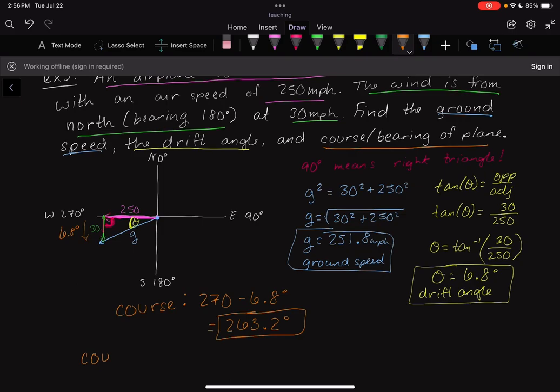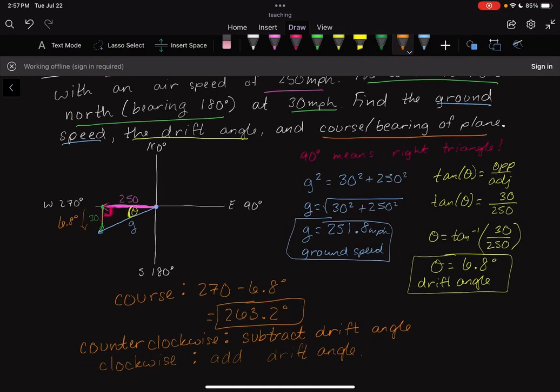So I'm going to write that for us. Counterclockwise, you're going to subtract your drift angle. If you go clockwise, so if you go this way or this way or wherever you're at, then you're going to add your drift angle. And so it's better to just make sense of it, of course, but that is kind of the rule that we'll see happen.